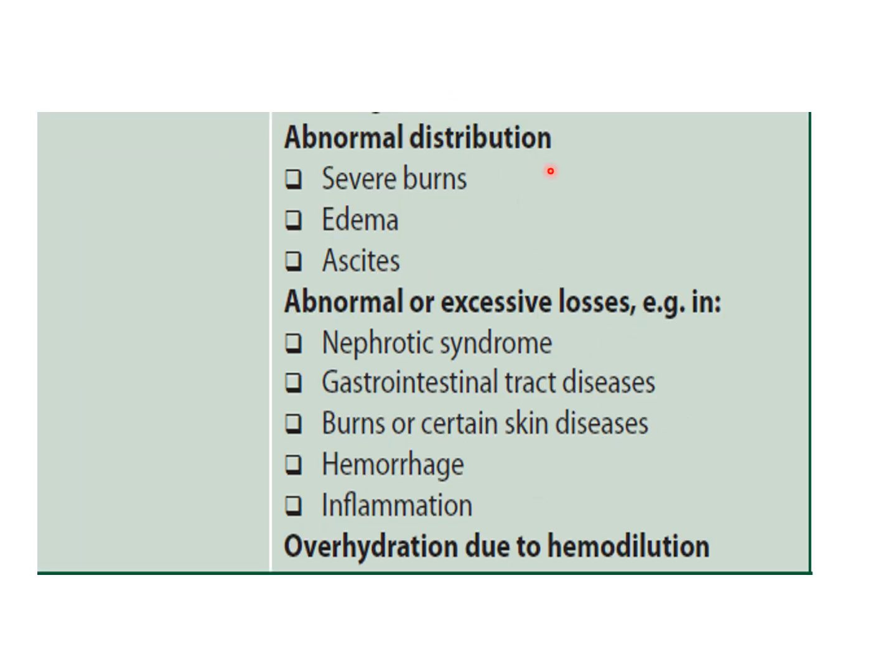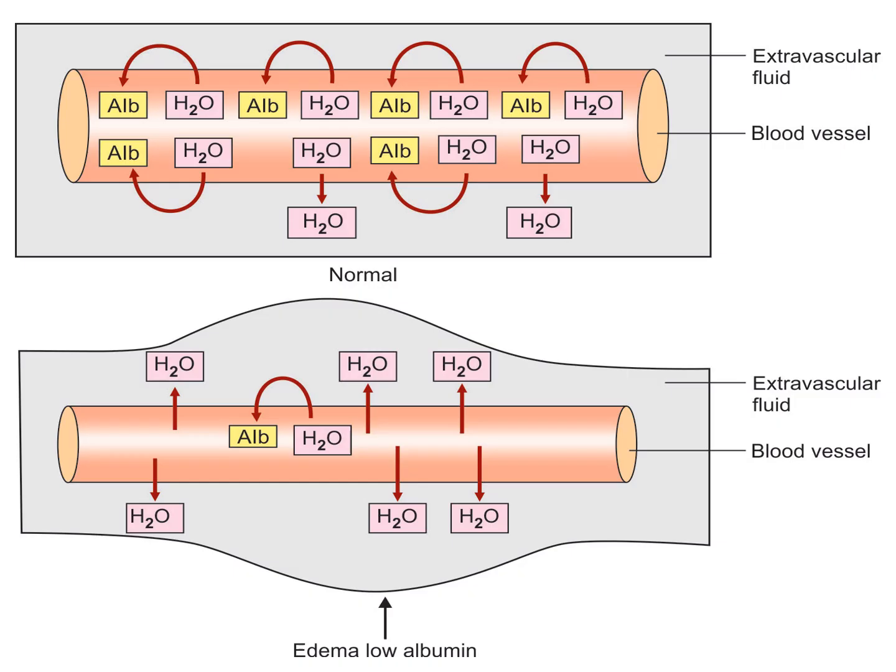Abnormal distribution: severe burns, edema, and ascites. Abnormal or excessive loss occurs in nephrotic syndrome, gastrointestinal tract disease, burns or certain skin diseases, hemorrhage, and inflammation. Overhydration causes hemodilution. You can see it here. This is the blood vessel, and this is the extravascular fluid.